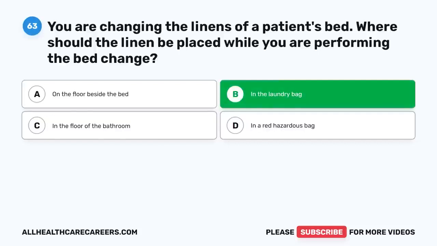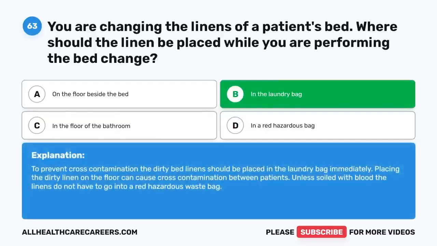In the laundry bag. To prevent cross-contamination, the dirty bed linen should be placed in the laundry bag immediately. Placing the dirty linen on the floor can cause cross-contamination between patients. Unless soiled with blood, the linens do not have to go into a red hazardous waste bag.